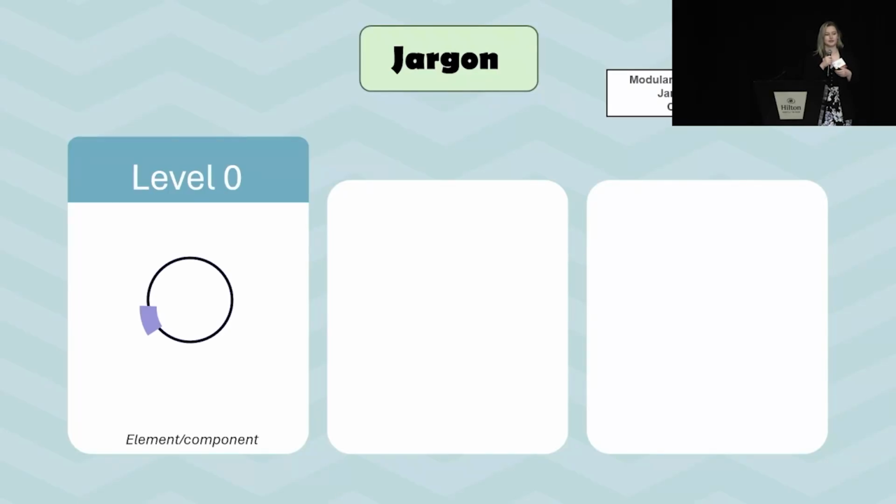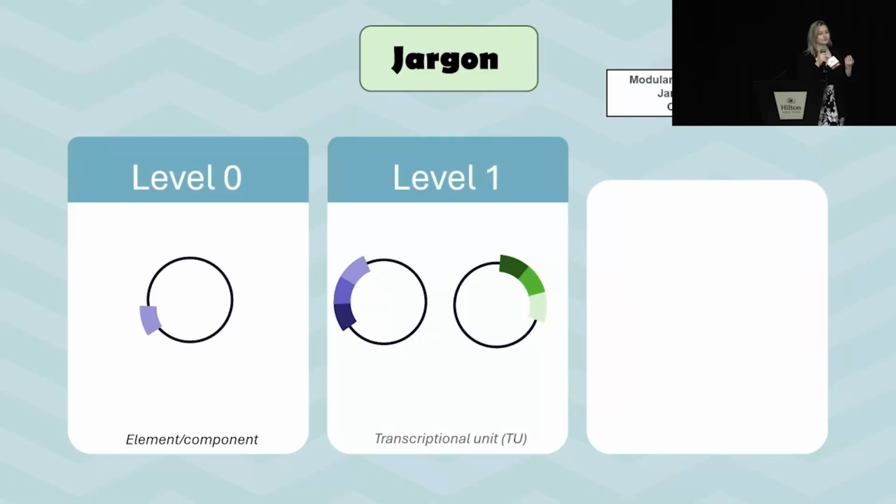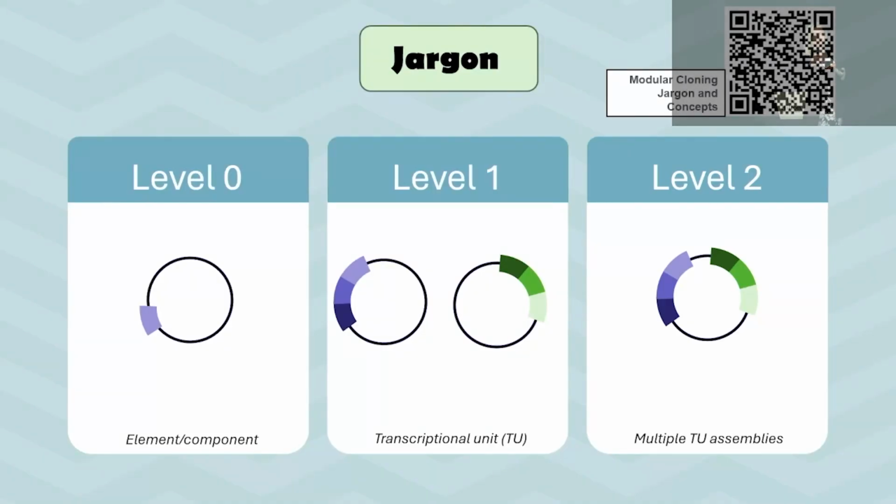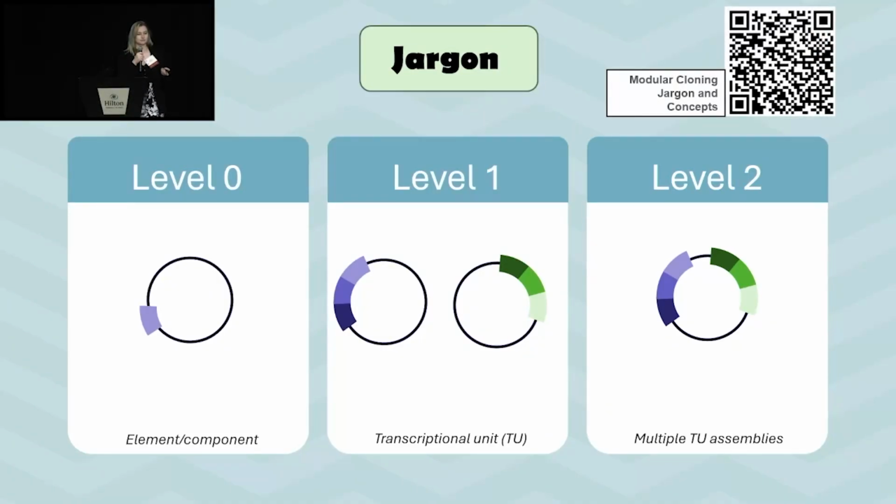So there's a little bit of added jargon for modular cloning that you don't need to know with non-modular cloning. And that's first, a level 0 plasmid. So this is when you just have an element or a component isolated. There's also a level 1, which is when you combine your level zeros. And this is what makes your transcriptional unit. And then you have your level 2, which is where you have multiple transcriptional units.